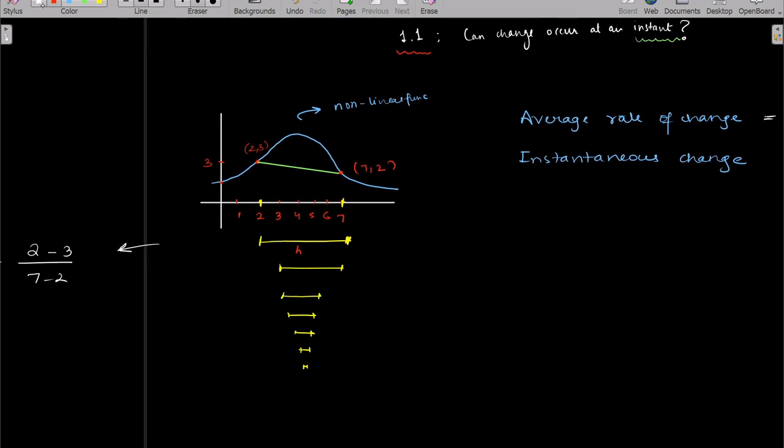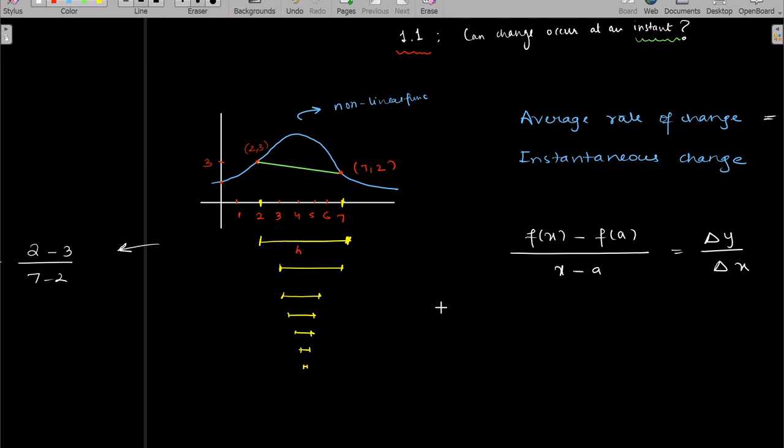Your average rate of change is also given by f of x minus f of a over x minus a. Okay, Anika? x and a are just random points, like 2 and 7 that we took. So the function's value at x and a: this is the same as delta y, and this is the same as delta x.